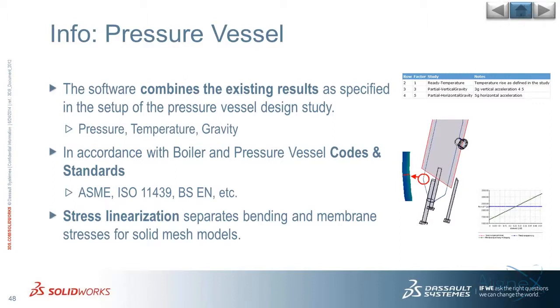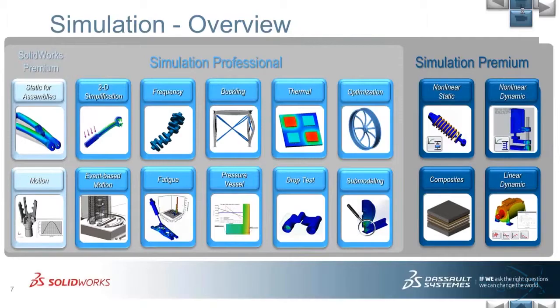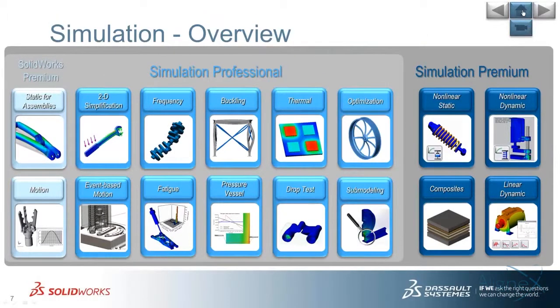It also allows us to do stress linearization, which separates our bending and membrane stresses through the thicknesses of our models, which is actually something that is required for the codes as well. So pressure vessel is useful if you are designing to these boiler and pressure vessel codes. If that's not your industry, then there's really not much you can use it for, but it is there for those that are designing to those codes.